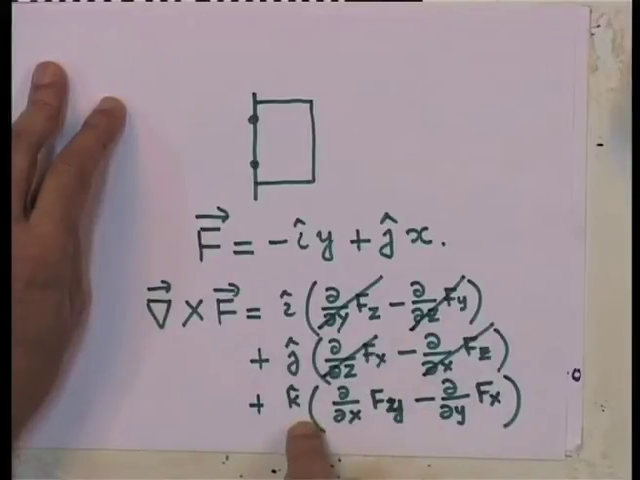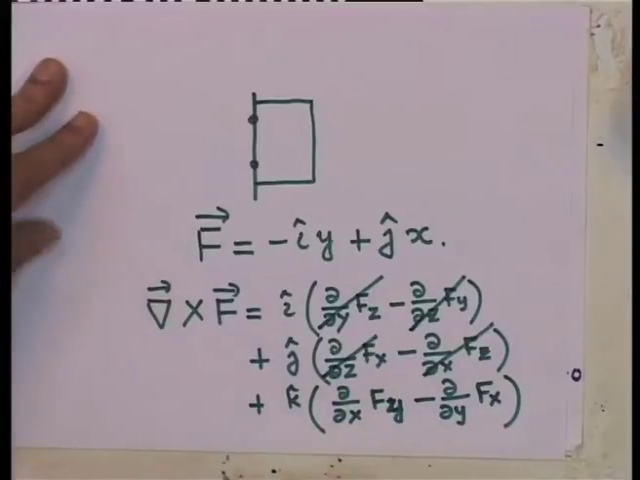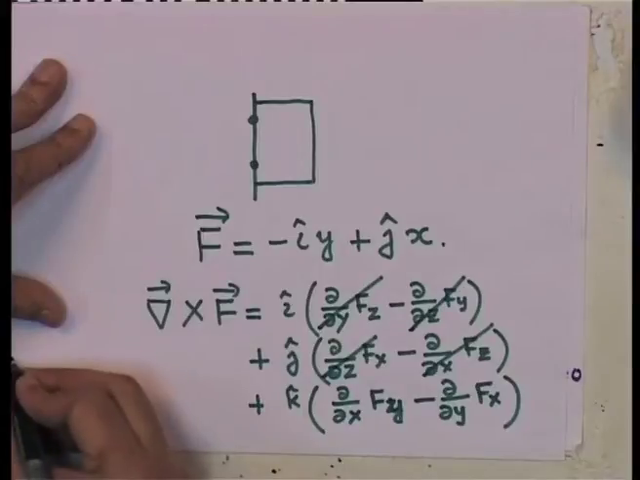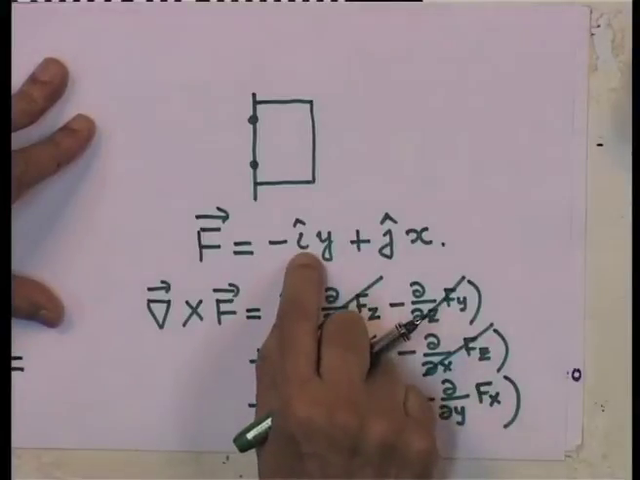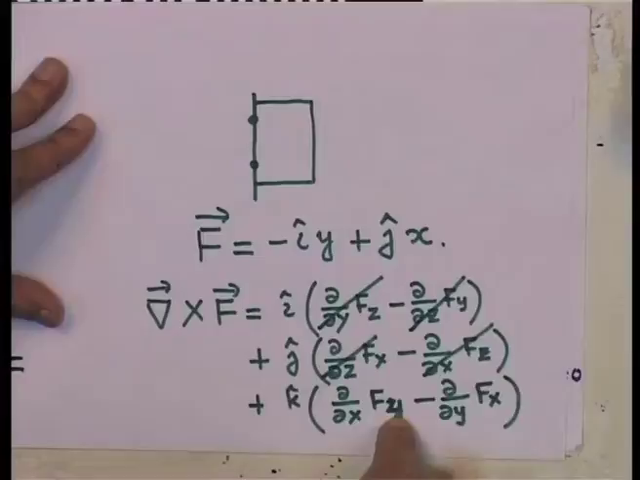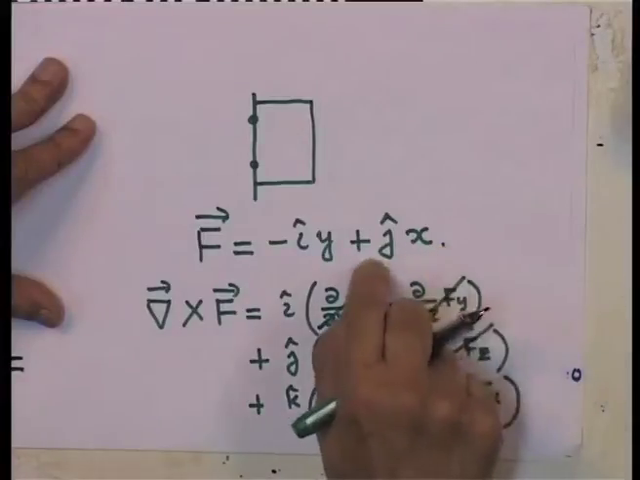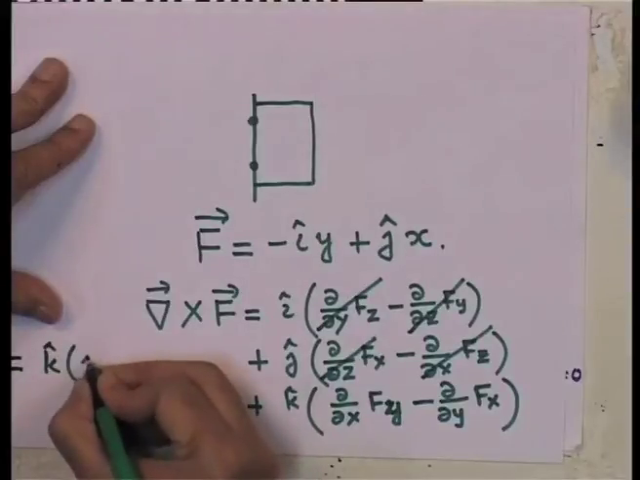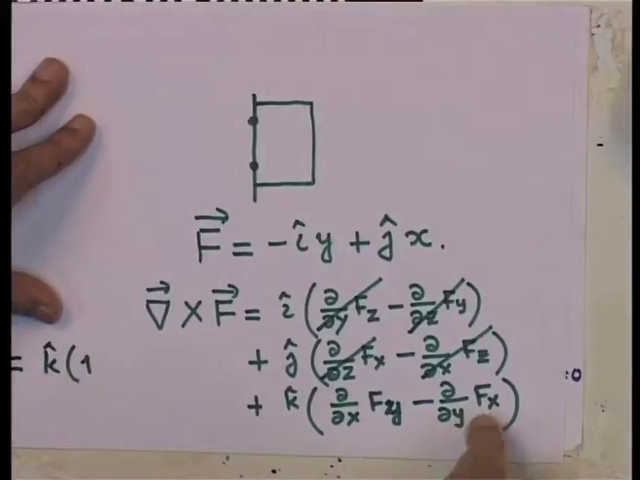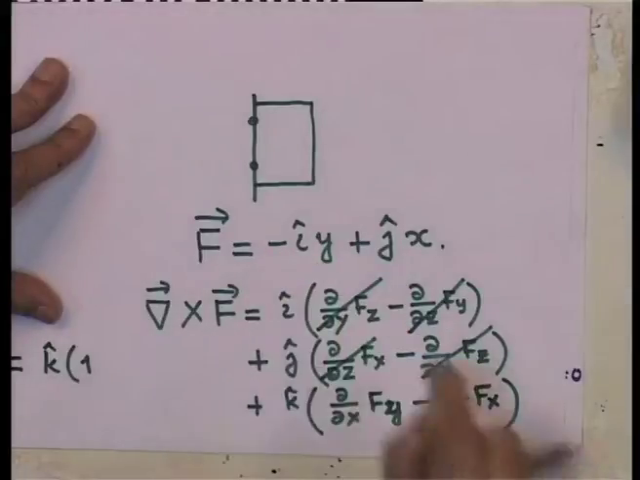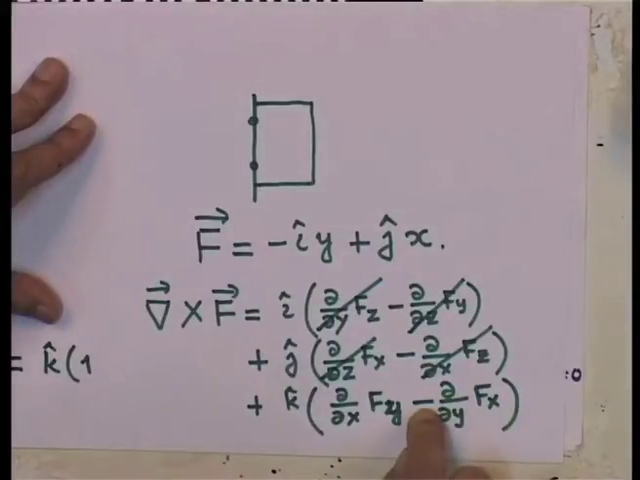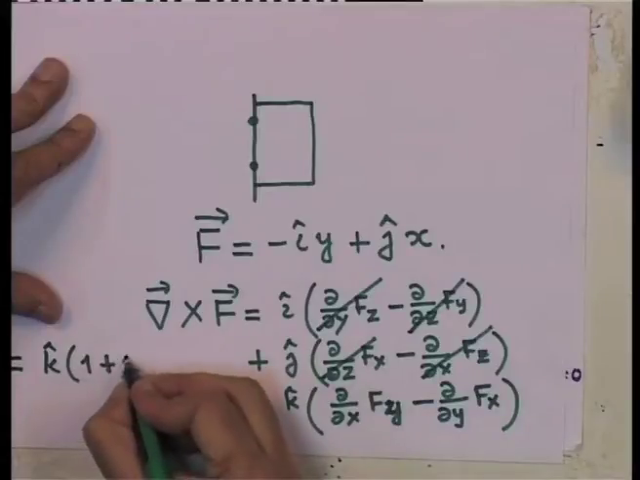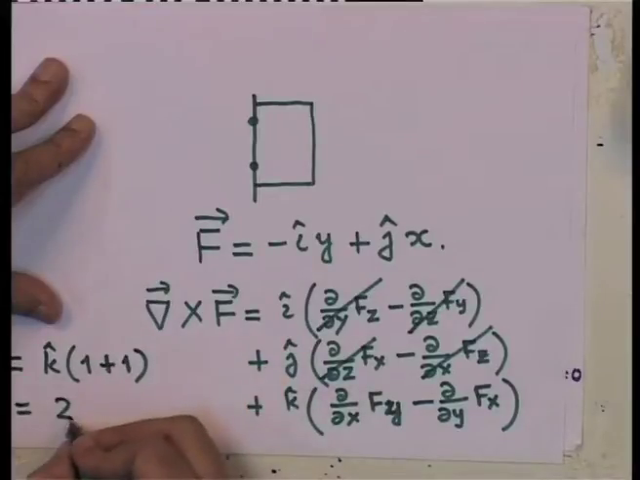That leaves us with only the z component of the curl. d by dx of f y, where f y is j x, so that is actually 1, minus d by dy of f x, which is minus y. So, that gives me another minus 1, but this minus and that minus make a plus. So, I get 1 plus 1, so I get 2 k.